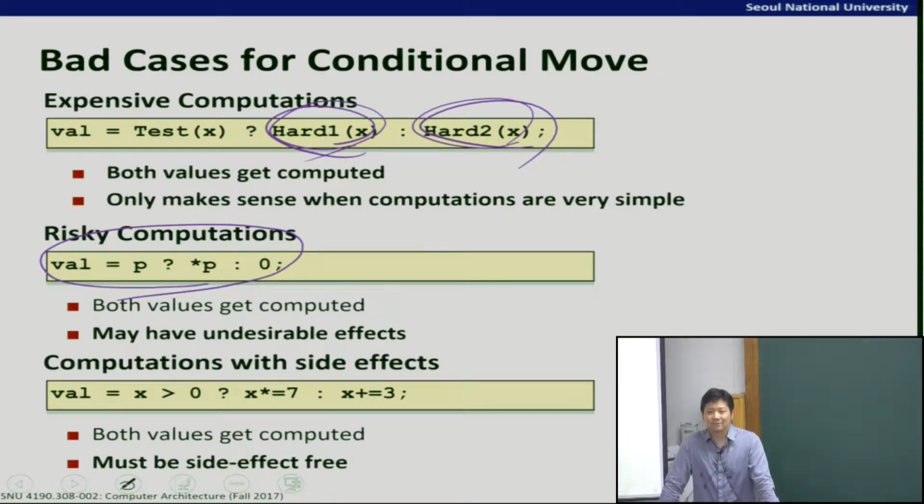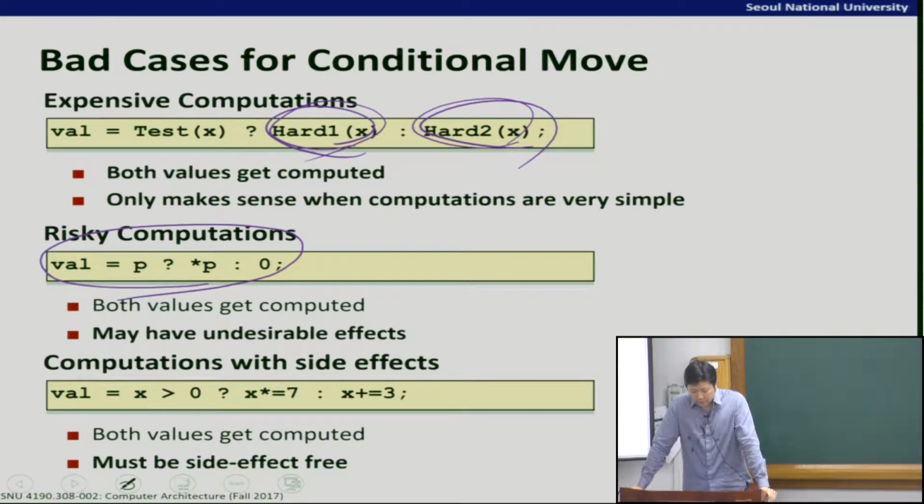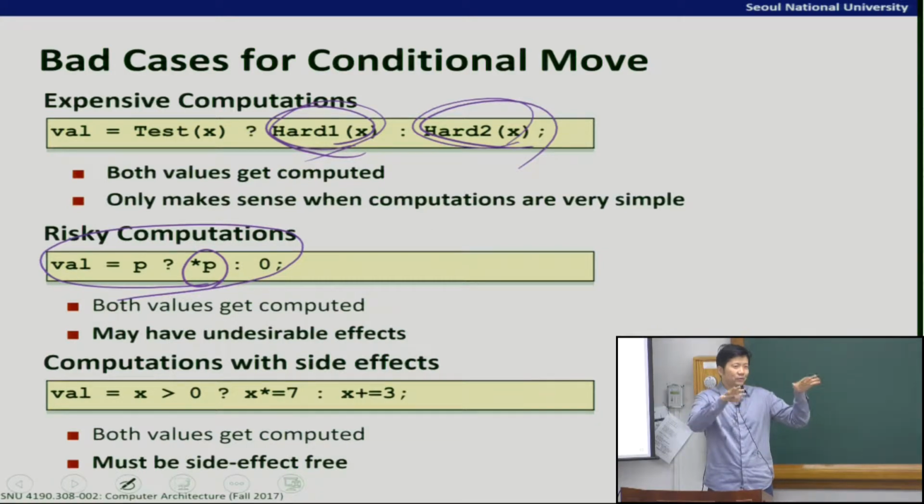Is right. So that's the correct answer. Because if p equals 0, then you still have to dereference the pointer to access the memory location 0, which will for sure generate a fault. Because you have to compute both values anyway, regardless of the condition, this can put you in a dangerous situation because now you have to dereference a null pointer, right?